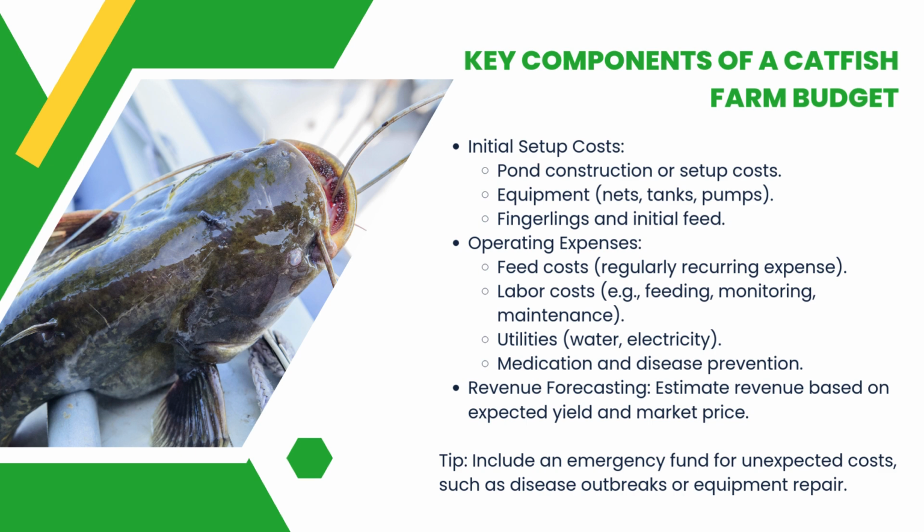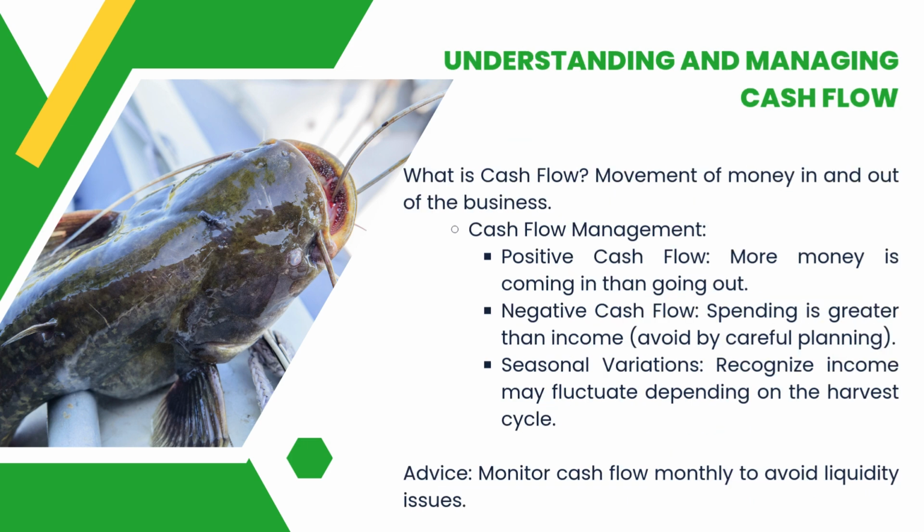Then the last thing you want to do is revenue forecast. So how much do you expect to make based on yield? So based on how many fish are dying, how many fish do you eventually hope to have at the end of the month, how much do you intend to sell the fish, and how much would you make by selling the fish at a particular price based on the weight you are feeding them to attain. As a tip, always include an emergency fund because there's always going to be an unexpected cost. Not all the time, especially during disease outbreak or major equipment repair.